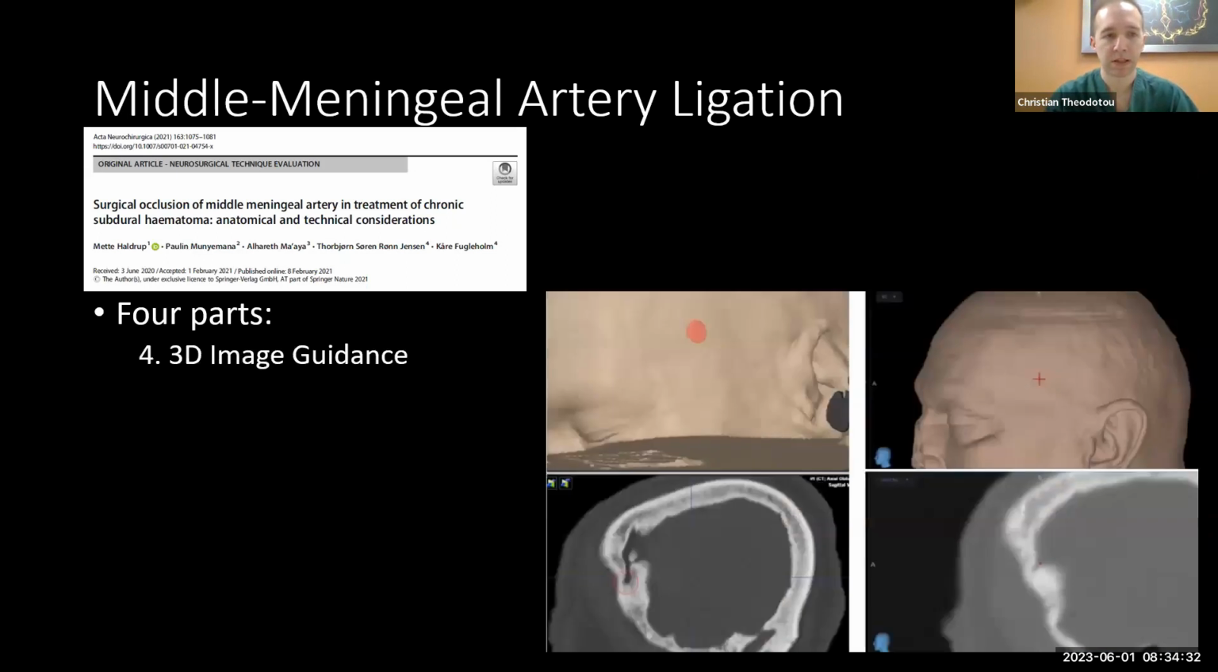And then here they showed that they could do the same things they were demonstrating with the measurements using frameless stereotaxy, for those of us that have that available, but maybe you're in a more rural area and you don't have an angio suite and the ability to do embolizations.